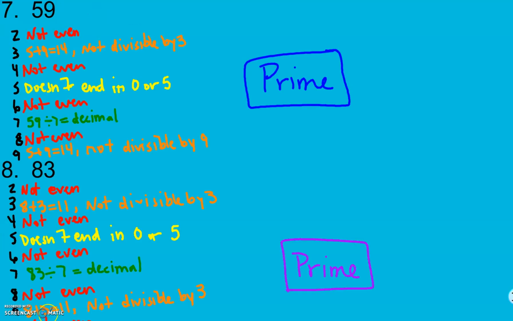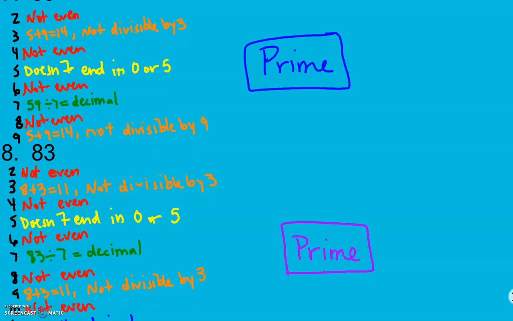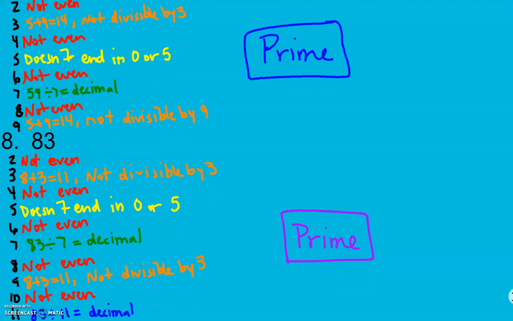We can check 7. 83 divided by 7 gives me a decimal. In order for a number to be divisible by 9, our digits have to add up to a multiple of 9. That doesn't work. We can try 11. That doesn't work, and it gives us a smaller number. So here it's going to be prime because no other factors work. And here for 59 and for 83, I wrote out those divisibility rules and why they don't work. So those are the things I talked through for both 59 and 83 to show that they are prime.